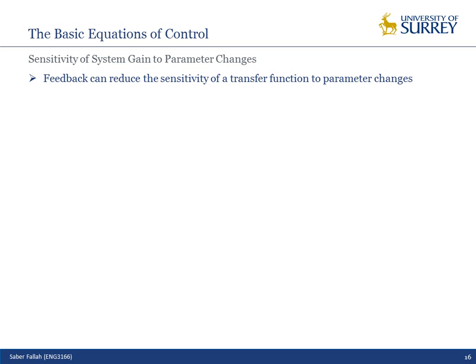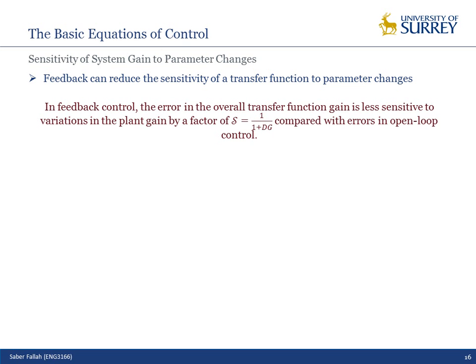To check that one, I need to define an overall view of this concept. In feedback control, the error in the overall transfer function gain is less sensitive to variations in the plant gain by a factor of 1 over 1 plus DG, compared with errors in open loop control. How is that possible? Let's see.